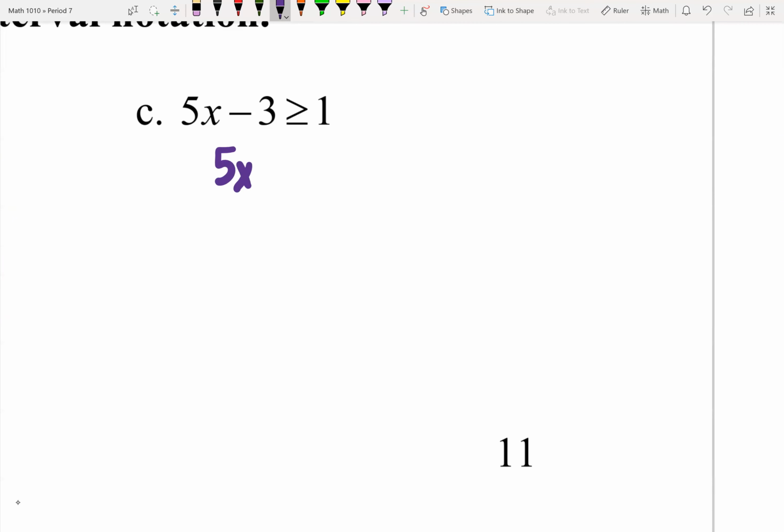So you have 5x is greater than or equal to 4. What do you do now? Do you divide by 4 or do you divide by 5? You divide by 5. Should I switch my inequality? No. Why not? Because you didn't divide by a negative, so it's 4/5.